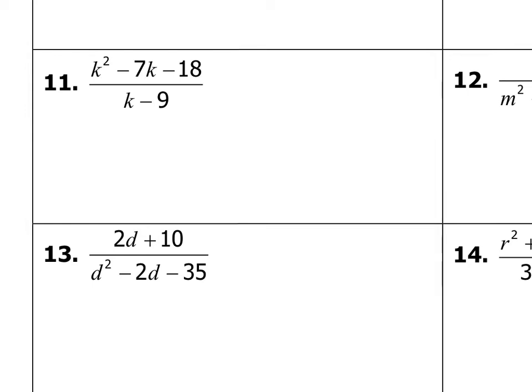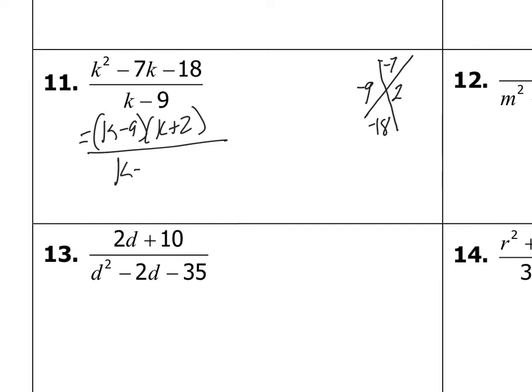So here we go. I need to know, give me two numbers that multiply to be negative 18 and add to be negative 7. How about negative 9 and 2? So right now we've got k minus 9 times k plus 2 all over k minus 9.